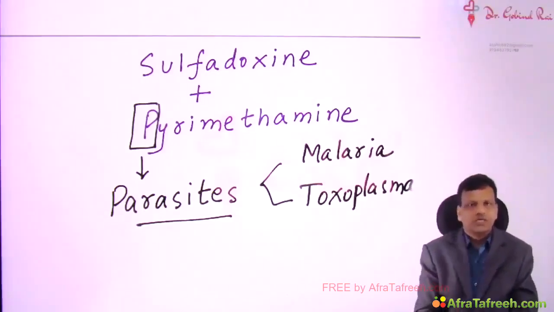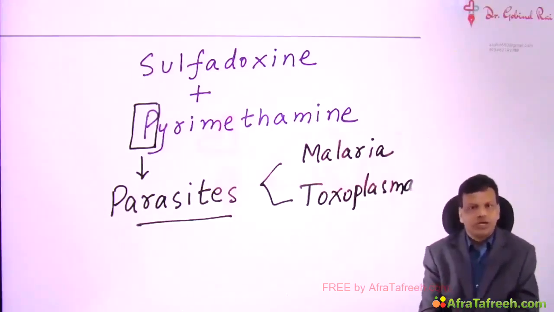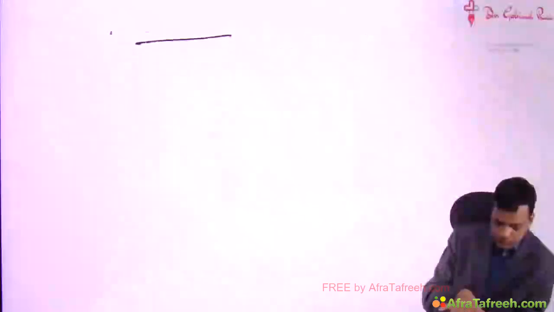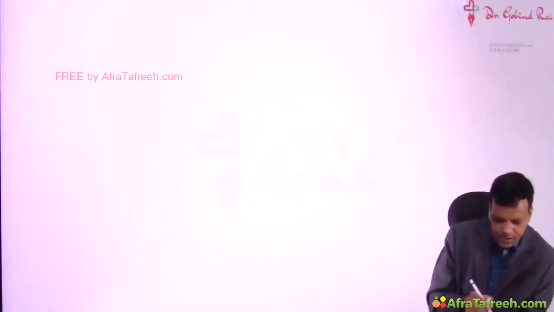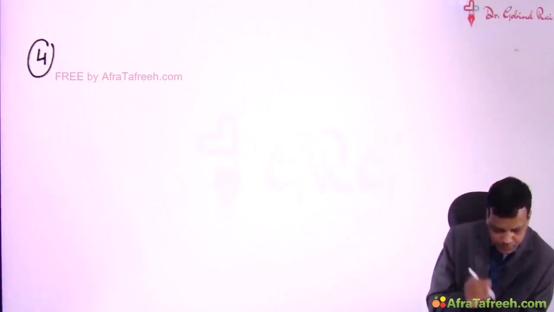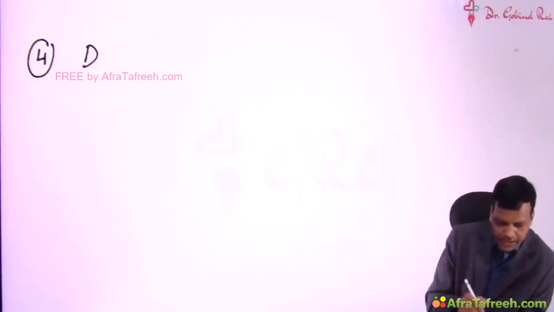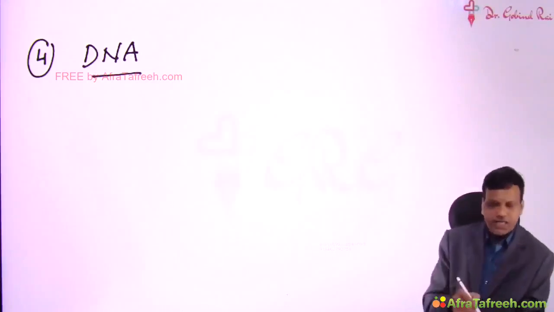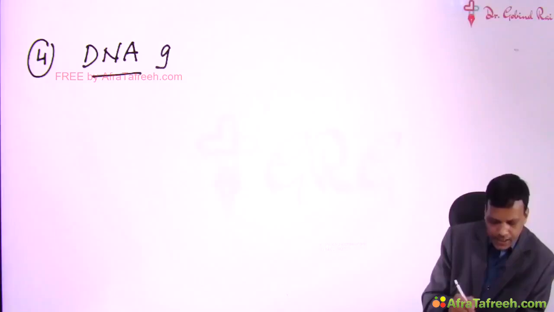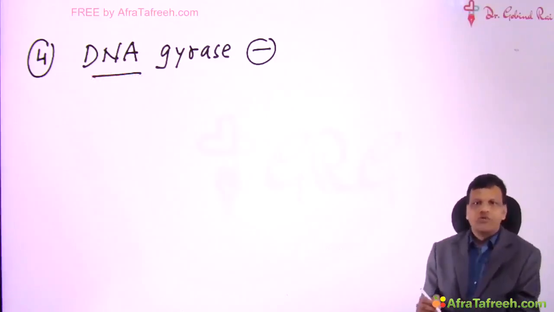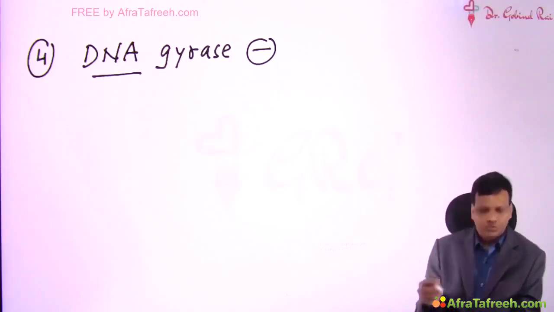So this is about the third mechanism of antimicrobial drugs, inhibiting the metabolism. Next method of inhibiting the growth of microorganisms is to attack the DNA of the microorganism. And the most important drugs which work on DNA are DNA gyrase inhibitors. First of all, we need to know what DNA gyrase does.